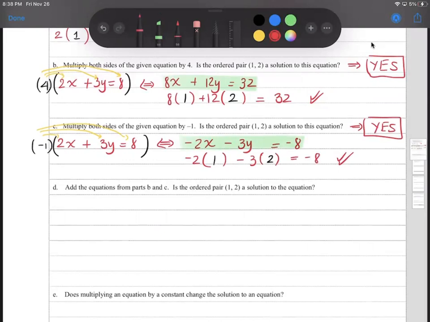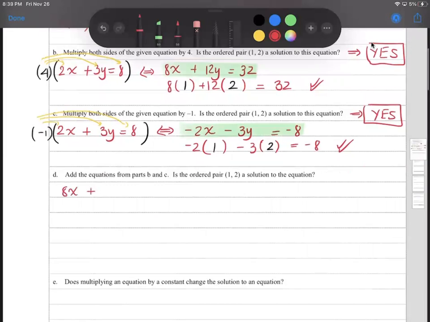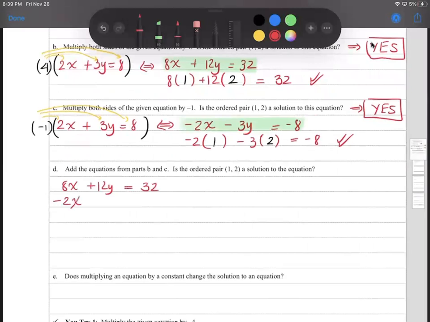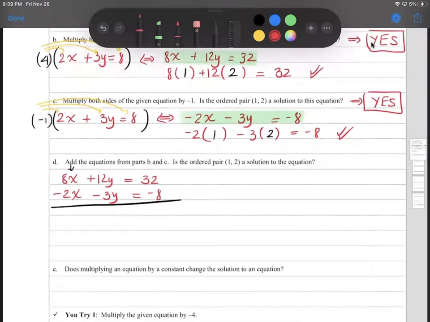So let me rewrite it here. Let me just copy those down. So 8x plus 12y equals 32. And then from part C, I have -2x minus 3y equals -8. And then we're going to add them together, term by term. We're going to add down. 8x minus 2x is 6x. Remember, you add like terms, right? 12y minus 3y is 9y. 32 minus 8 is 24.